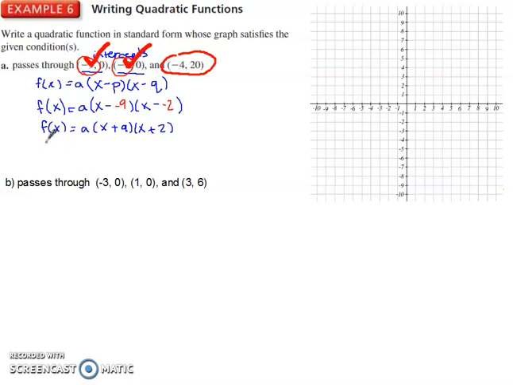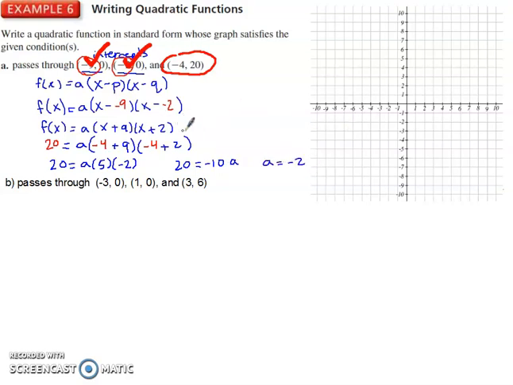So I'll put a 20 in for y equals a times (x + 9) times (x + 2), but x is negative 4. And now we're going to solve and see what a needs to be. So 20 is equal to a times 5 times negative 2. So 20 is equal to negative 10a, which means that a is negative 2.